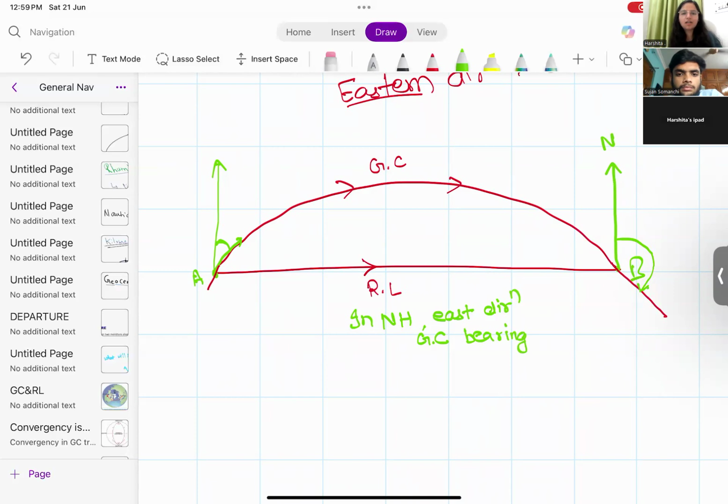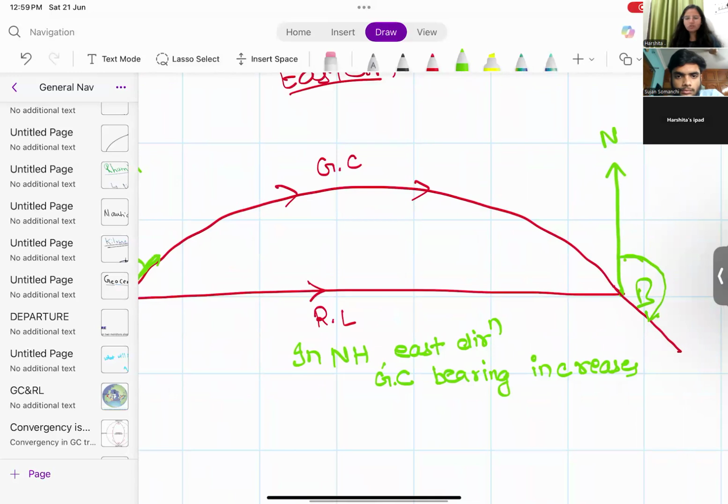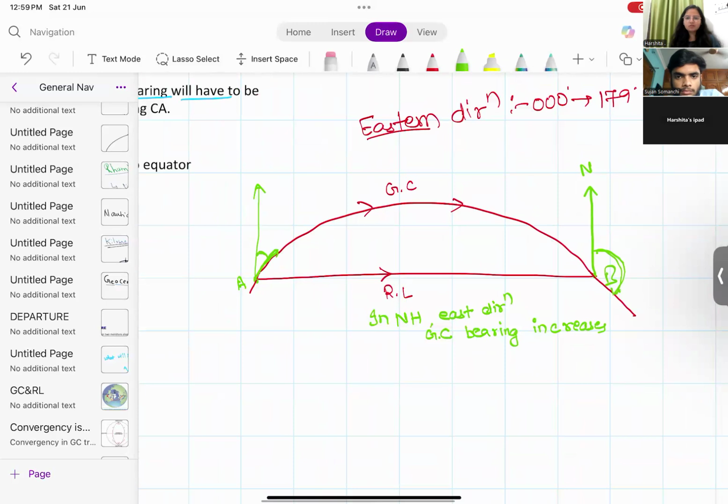What is the bearing? What is the track? What is the heading? Increases. My great circle track, or you can say my great circle bearing, is increasing. Why? Initially, the angle was this much, and finally, the angle became this much, right? We can see it visually also.